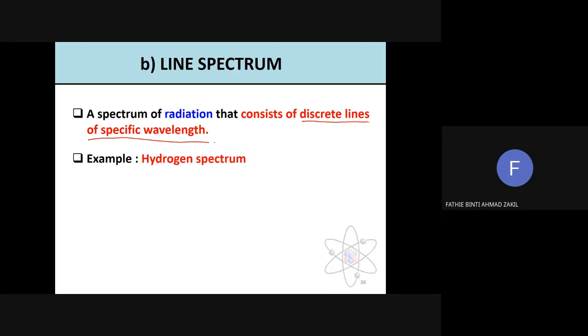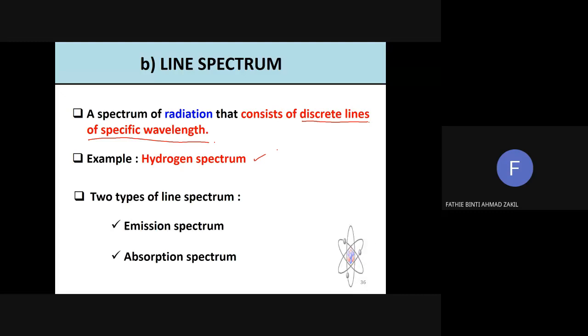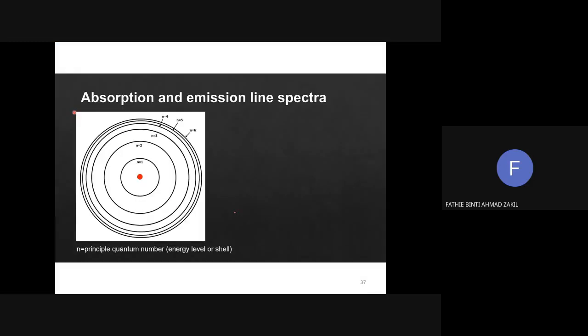Okay, example dia adalah hydrogen spectrum. Memang dalam chapter 2 ni kita fokus dekat hydrogen punya atom, sebab tu dekat spectrum pun kita fokus dekat hydrogen. Tapi kita ada two types of line spectrum, sama ada dalam bentuk emission spectrum ataupun absorption spectrum. Ni kita tengok ada lagi satu video untuk explanation apa itu absorption dengan emission line spectra.